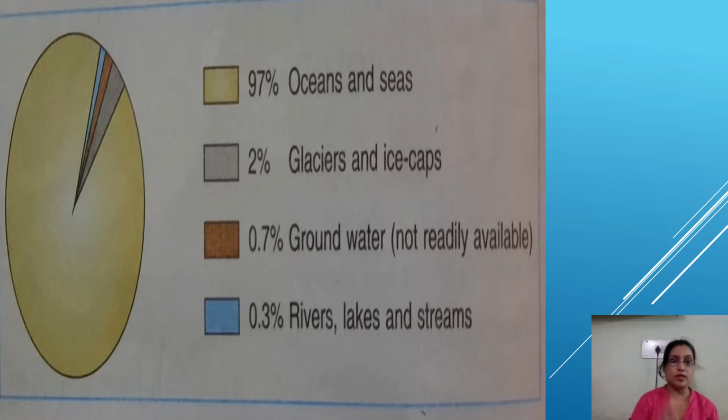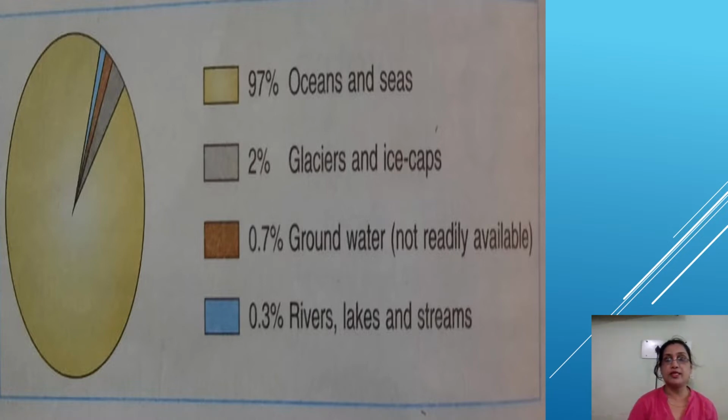That is 2% glaciers and ice caps, 0.7%, and glaciers and ice caps cannot be used readily. Even the groundwater, you cannot just fetch it and use it. Only the 3% river, lakes, and streams water are available for use. And that's why 97% is water that is not fit for drinking. Okay, that's why it is said that water is in abundance, but still it is scarce.